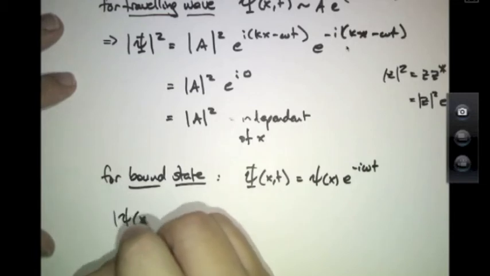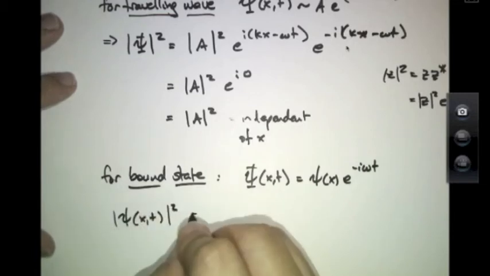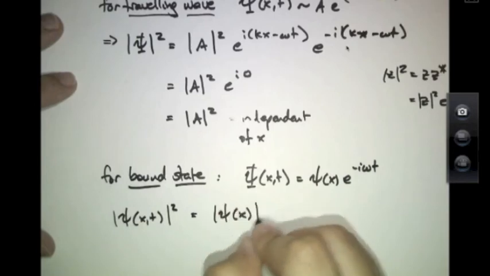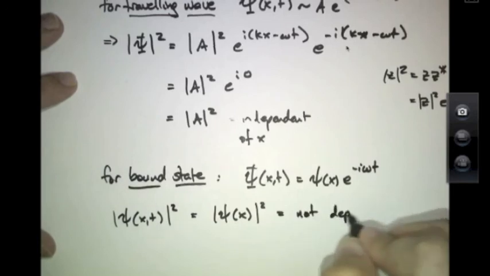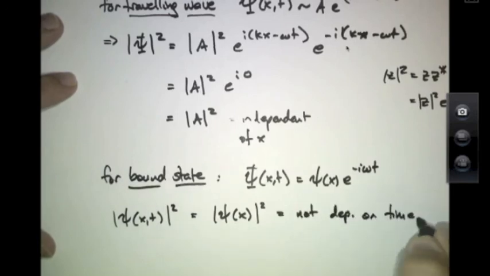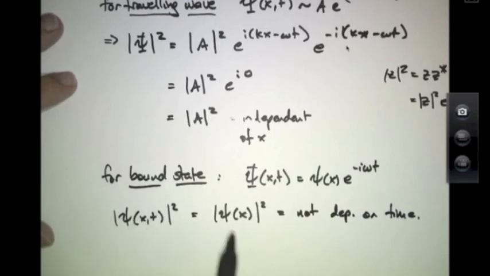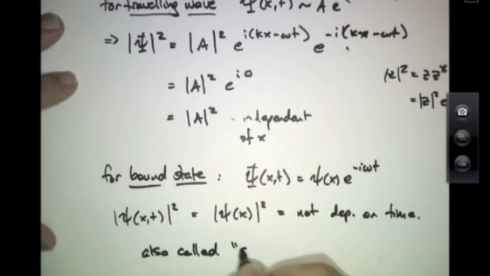In this case, the norm squared of psi of x and t is just going to equal the norm squared of psi of x, and notice that this is not dependent on time. So again, we have something that maybe makes sense in an intuitive way. The bound states have a spatial distribution of probability density, and that probability density doesn't evolve over time, and that's why sometimes bound states are also called stationary states.